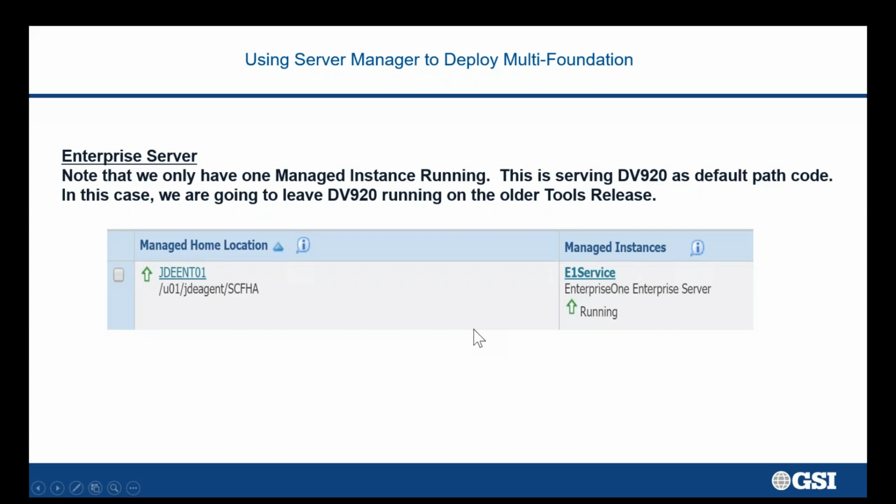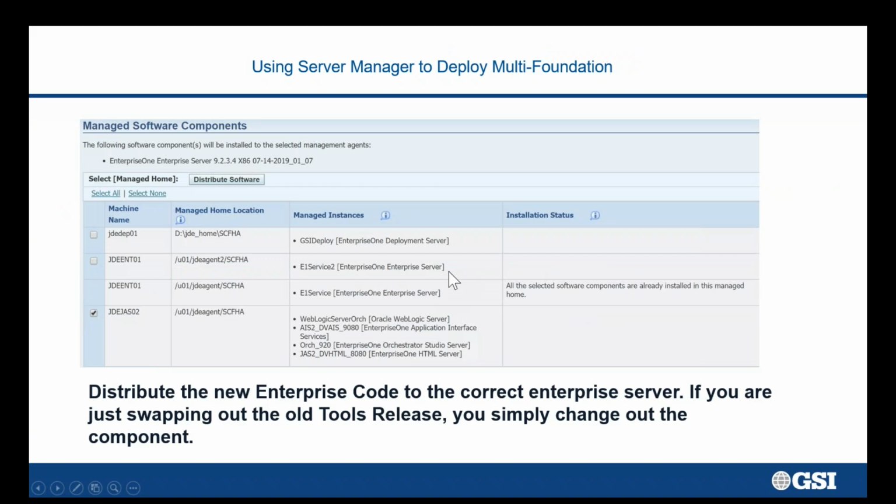Okay, so the next thing in this case, we're going to move on to an enterprise server. We only have one managed instance running at this point in time. It's serving DV as the default path code. We're going to leave DV running on the older tools release. But for the new one, we have to distribute the enterprise code.